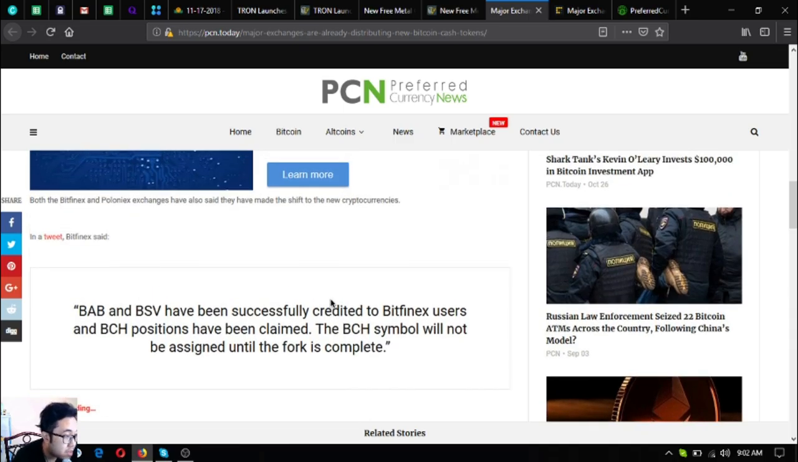Both the Bitfinex and Poloniex exchanges have also said they have made the shift to the new cryptocurrencies. In a tweet, Bitfinex said, "BAB and BSV have been successfully credited to Bitfinex users and BCH positions have been claimed. The BCH symbol will not be assigned until the fork is complete."